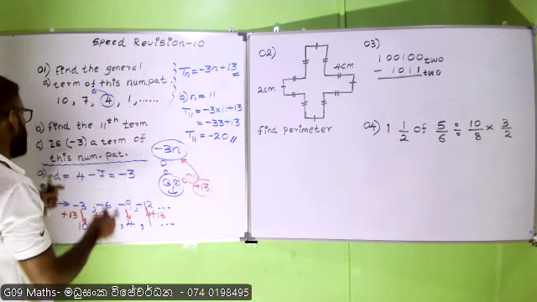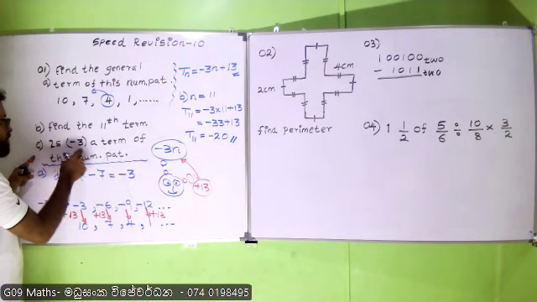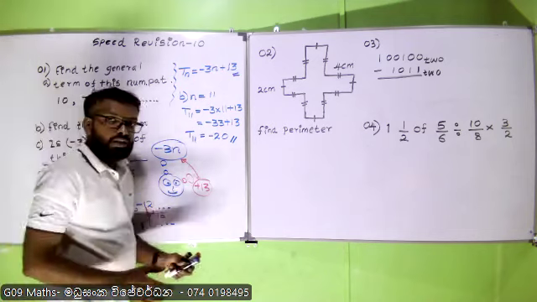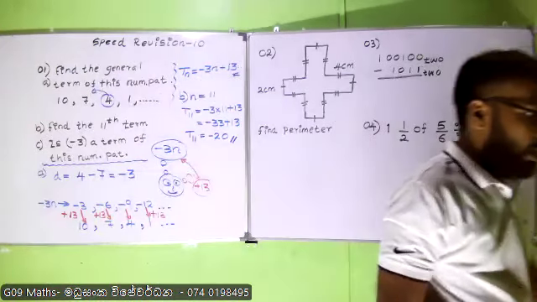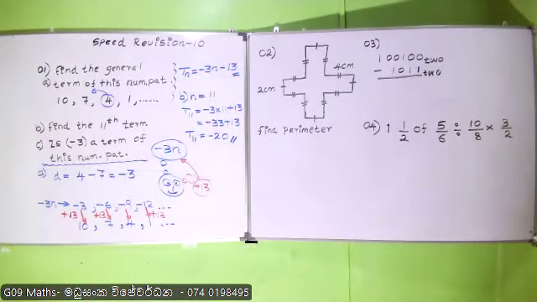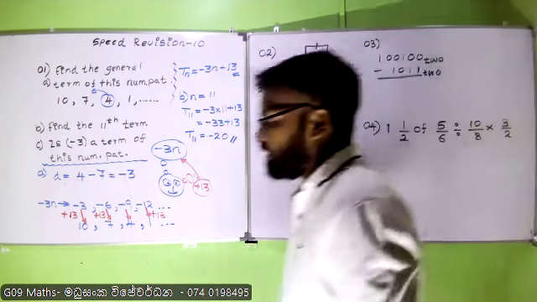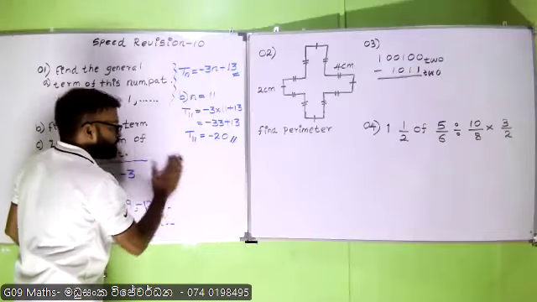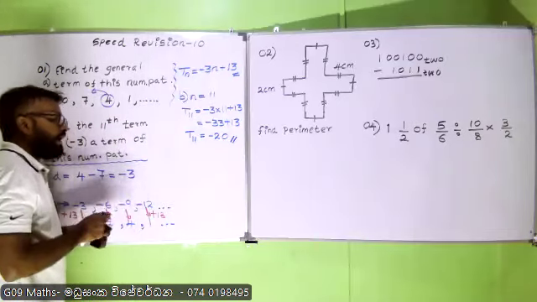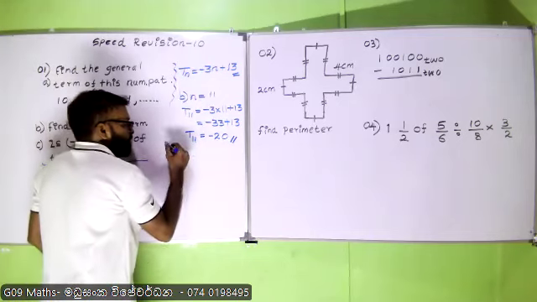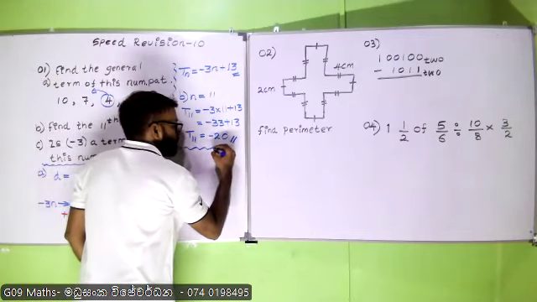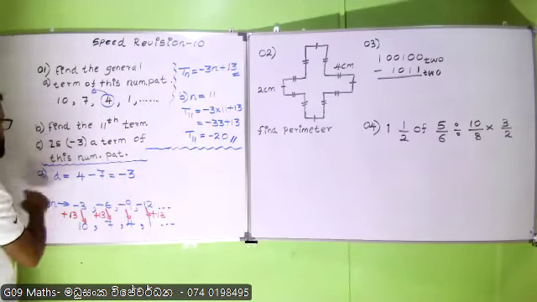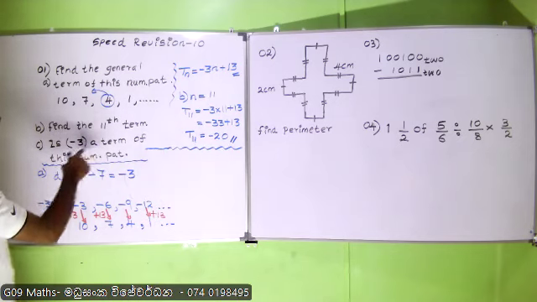Now, part C. Is negative 3 a term of this number pattern? Is negative 3 a term of this number pattern? That means you need to check whether you are getting an integer for your n or not. Part C asks: is negative 3 a term of this number pattern?